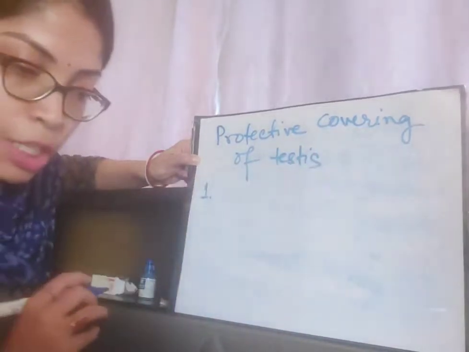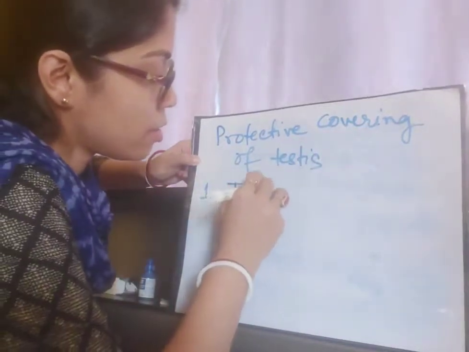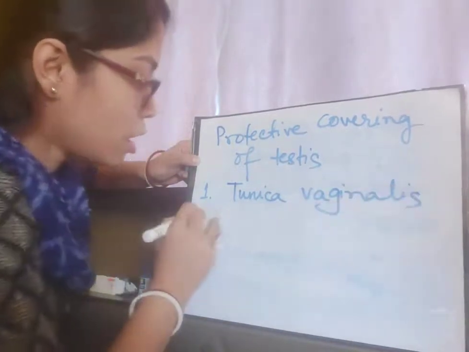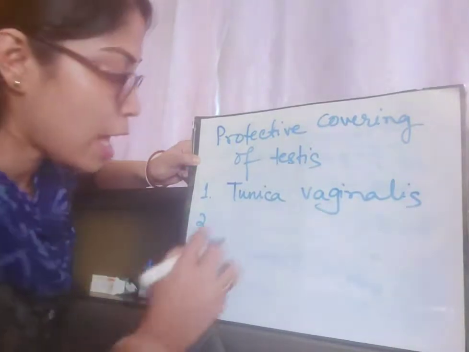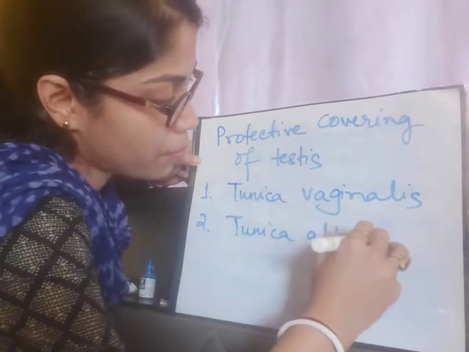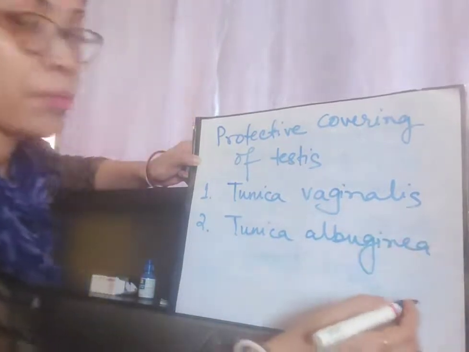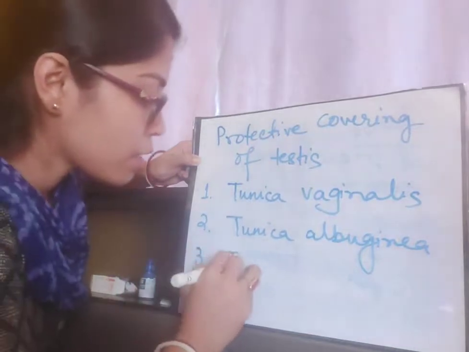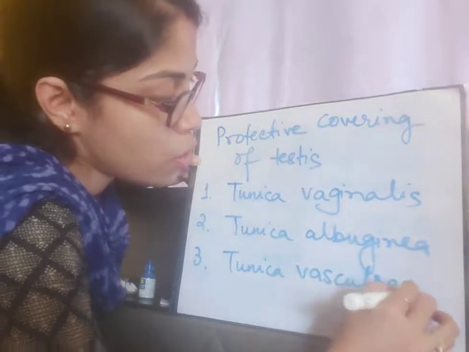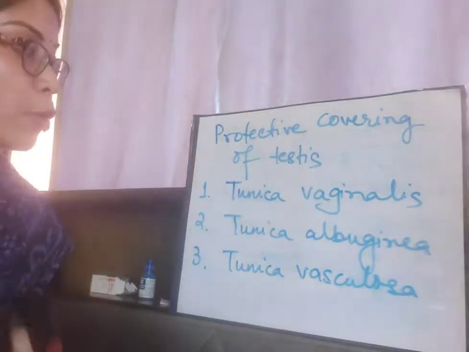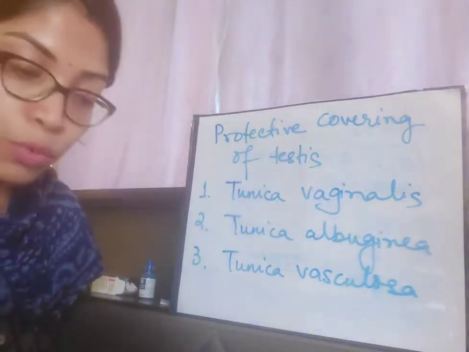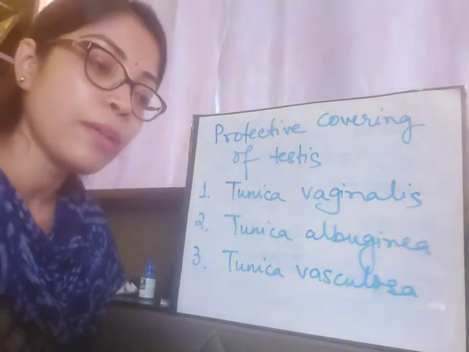First one is tunica vaginalis. Number 2 is tunica albuginea. And number 3 is tunica vasculosa. So these are the 3 layers of the protective covering of testes. You will need to learn the names of these 3 layers, and now we can move on to the function of the male reproductive system.